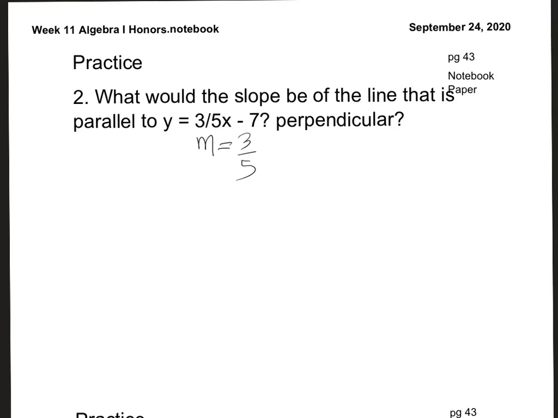Then to name the parallel slope, that would be the same as the slope that's given, which would be 3/5, and the perpendicular slope would be the negative or opposite reciprocal. This is a positive fraction, so my slope is going to be a negative. I'll write that in just a moment. And the reciprocal of 3/5 is 5/3. So negative 5/3 would be the slope of the line that's perpendicular to y equals 3/5 x minus 7.